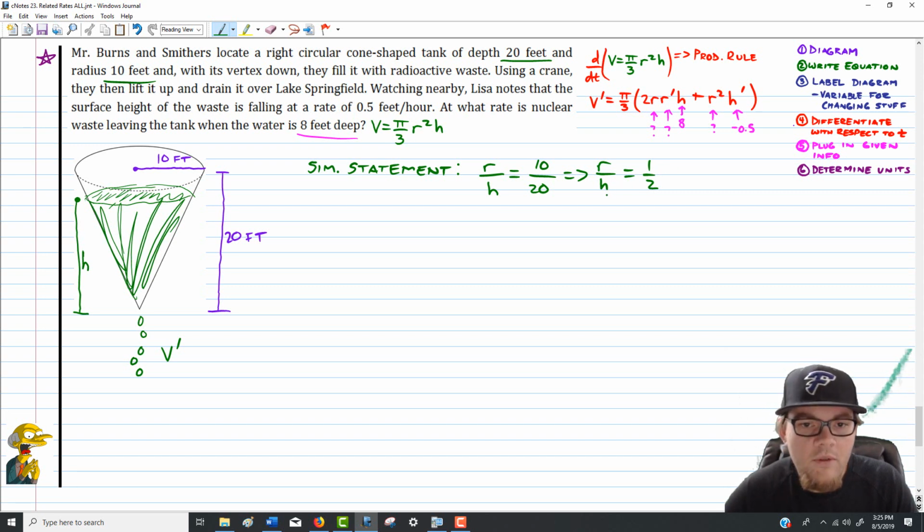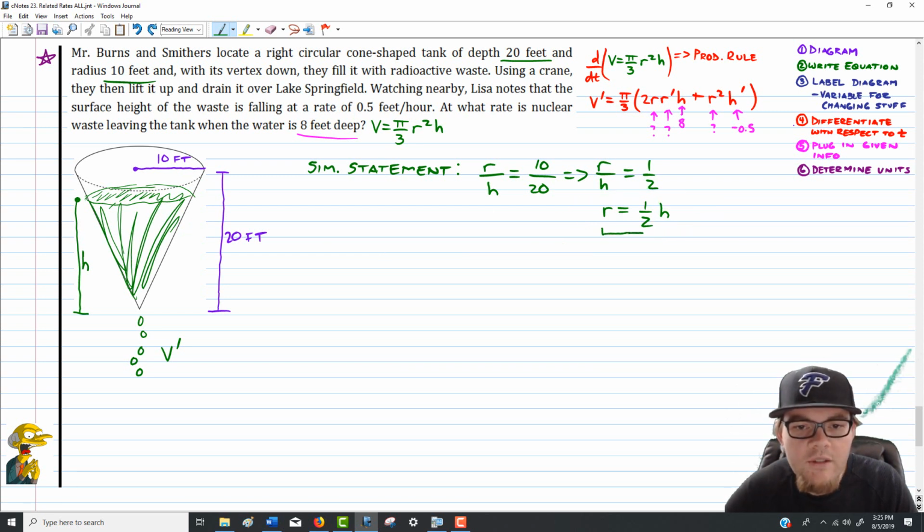And if that's true, then we can literally write that as an explicit equation. Multiply this equation by H on both sides, and you're going to get that R is equal to half of the height. No matter where we're at, no matter how much liquid is in there, we're always going to maintain that aspect ratio, if you will.